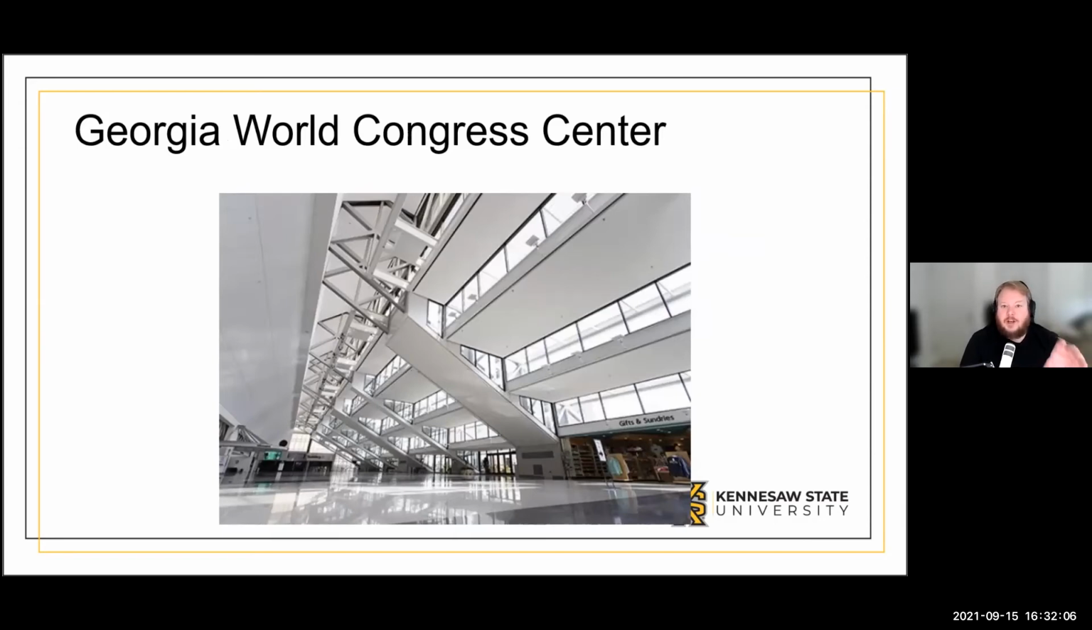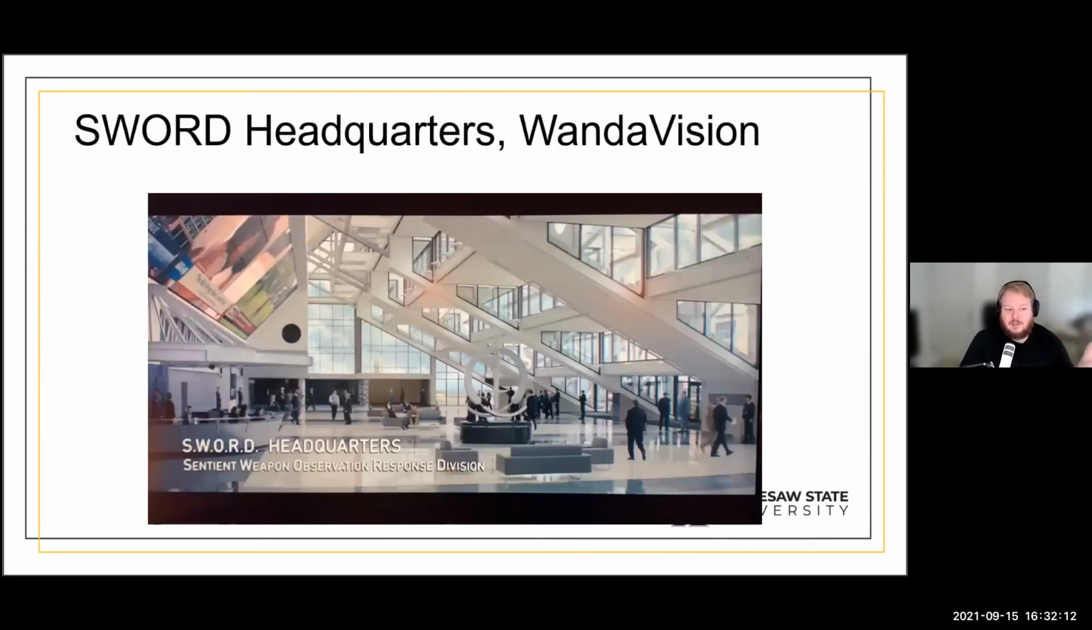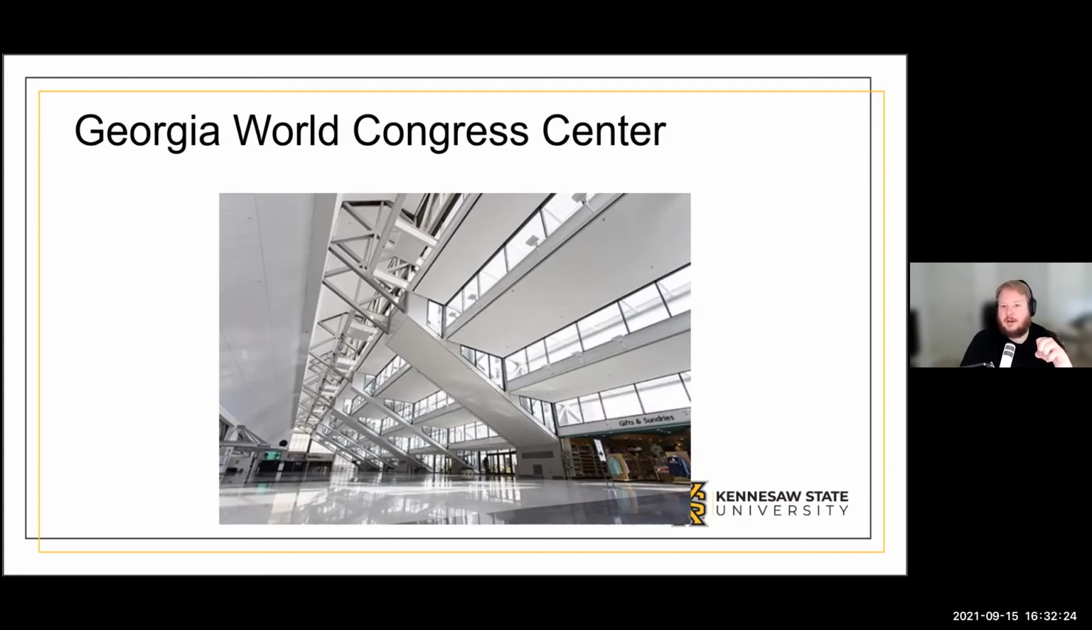So what they've done here is they've taken this existing space, and they've looked at what the expectations are for the headquarters of SWORD, this mysterious government organization. And they're like, okay, there's sci-fi. We need a sci-fi space. Here's a sci-fi space, because someone scouted that location.